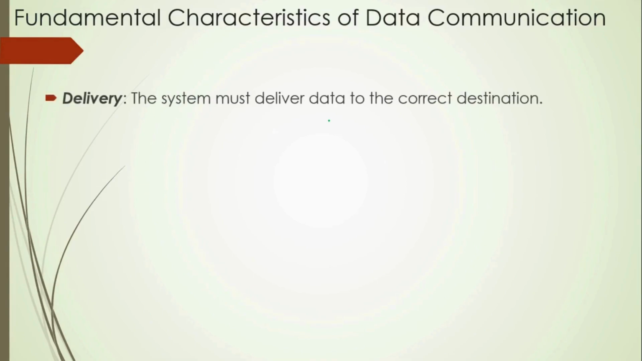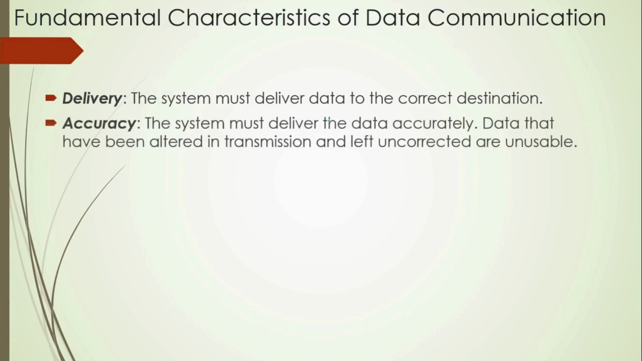The first is delivery. You have ordered some food from a restaurant, but you want that food at your home. So what should happen? First of all, a delivery man must pick up your food, then deliver it to you. So in data communication, the system must deliver the data to the correct destination. That is known as delivery.